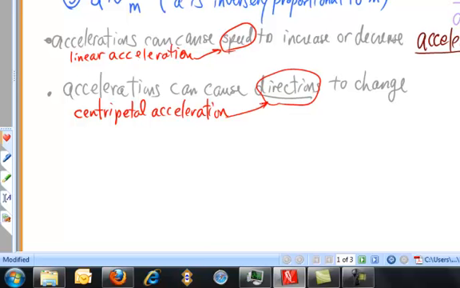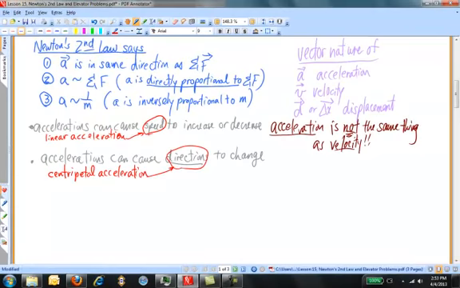Generally speaking, objects will be changing both their speed and their direction, and those problems can be tough to solve. We'll start by considering linear accelerations, and later we'll pick up centripetal accelerations. We leave the combination of linear and centripetal acceleration to more advanced courses than this one.